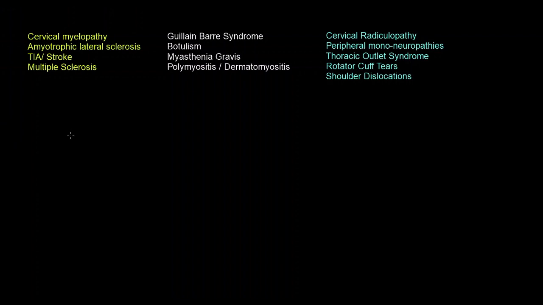Here's a list of all the diagnoses we're going to discuss today as possible causes for upper extremity weakness and/or numbness. Cervical myelopathy, amyotrophic lateral sclerosis, aka Lou Gehrig's disease, TIA, transient ischemic attack/stroke, multiple sclerosis. The next section includes Guillain-Barré syndrome, botulism, myasthenia gravis, polymyositis, dermatomyositis. And the final group, cervical radiculopathy, the peripheral neuropathies, namely carpal tunnel and cubital tunnel syndrome, thoracic outlet syndrome, rotator cuff tears, and shoulder dislocations.